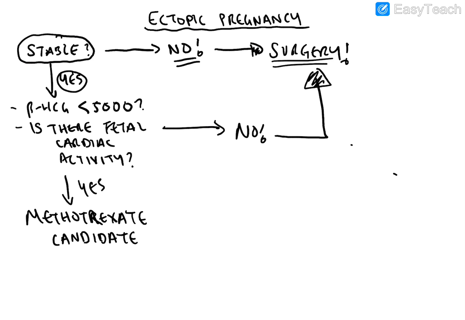If the patient is stable, the next step is to evaluate, is the beta-HCG less than 5,000 and is there fetal cardiac activity? If the beta-HCG is less than 5,000 and there is fetal cardiac activity, you can move on to the next step. However, if the beta-HCG is above 5,000 and there is no fetal cardiac activity, you have to send the patient to surgery. If the answer is yes, your next step is to determine, is the patient a candidate for methotrexate?